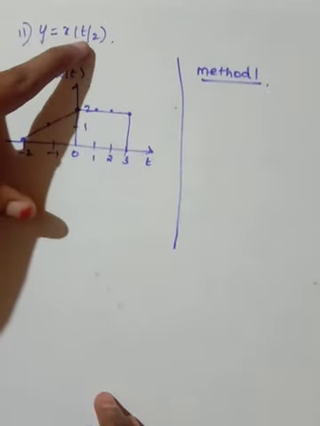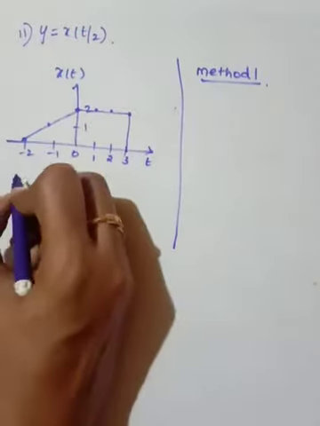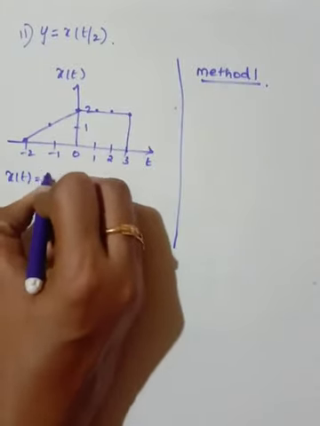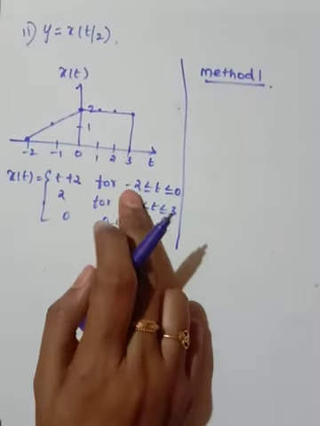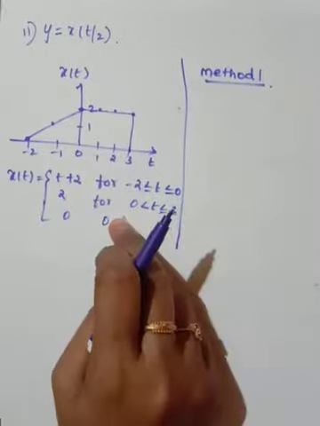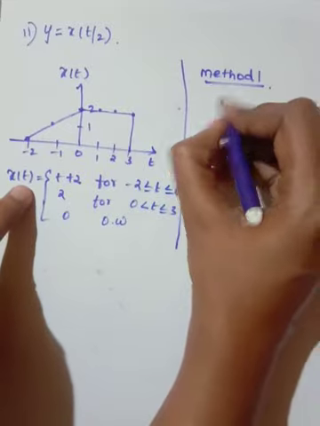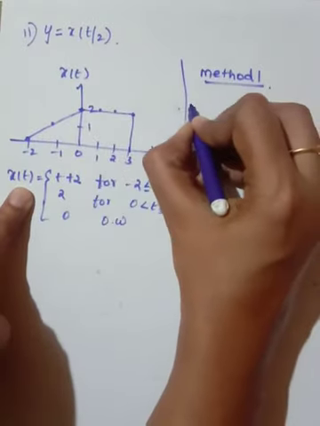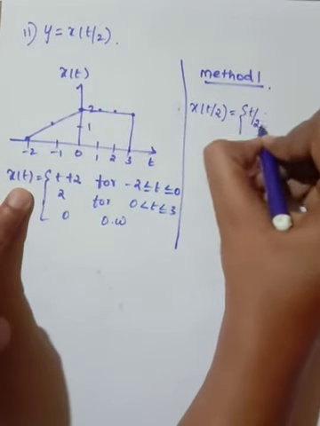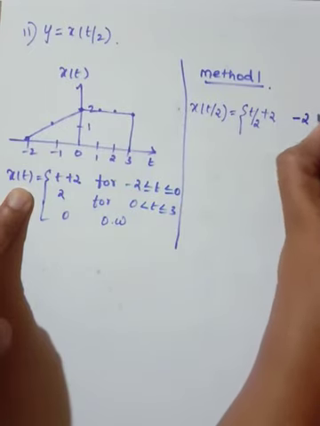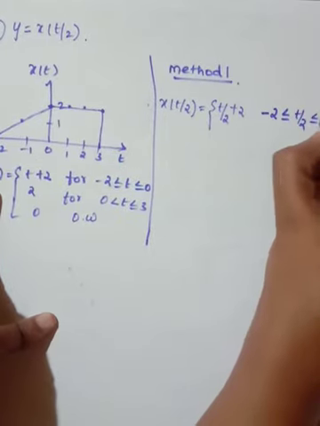Now see, the next thing is I am going to perform the scaling x of t by 2, that is, alpha is a value less than 1. This is your x of t, and you also know the expression: x of t equals t plus 2 for -2 less than t less than or equal to 0. This is the mathematical expression. Now in method 1, how will you solve? Wherever you have t, you need to substitute t by 2. So I write x of t by 2 equals t by 2 plus 2, for the range -2 less than t by 2 less than or equal to 0.